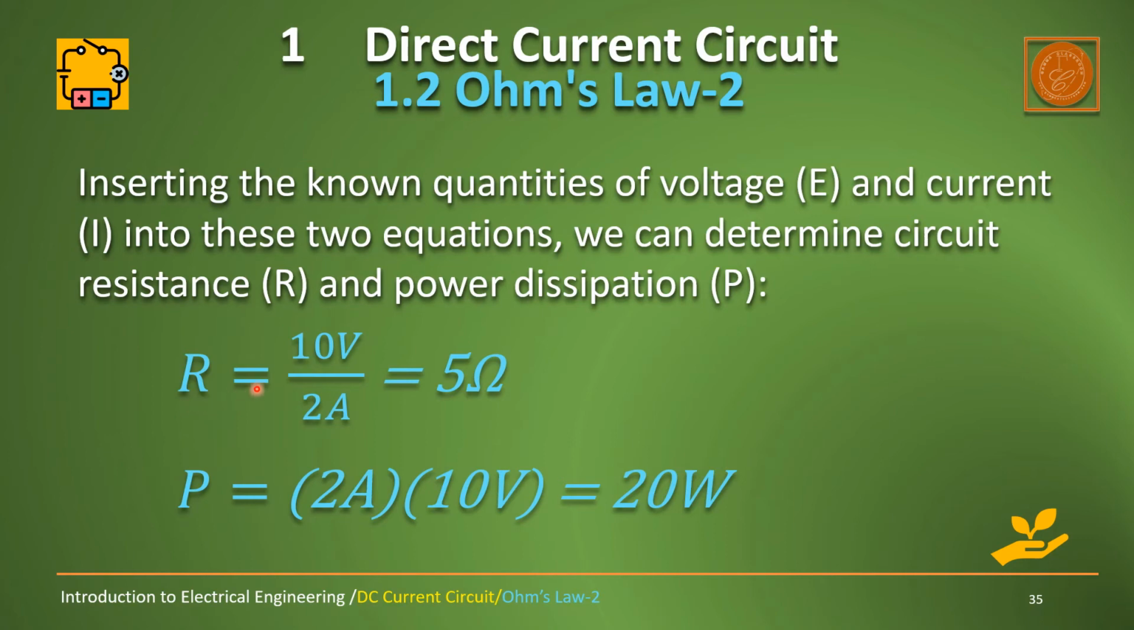R equals voltage divided by current. The voltage is 10 volts and the current is 2 amps, so R equals 5 ohms. And the power dissipated on the resistor equals the current times the voltage, 2 amps times 10 volts, which equals 20 watts.